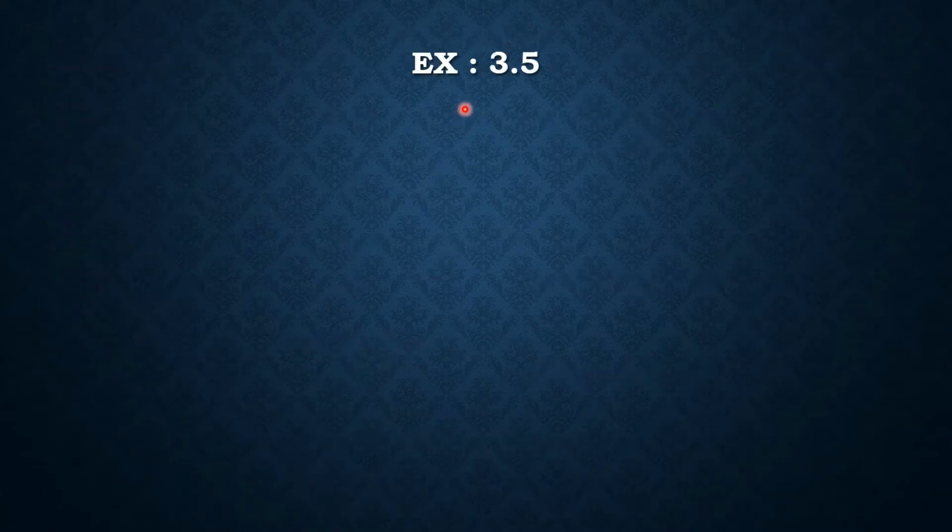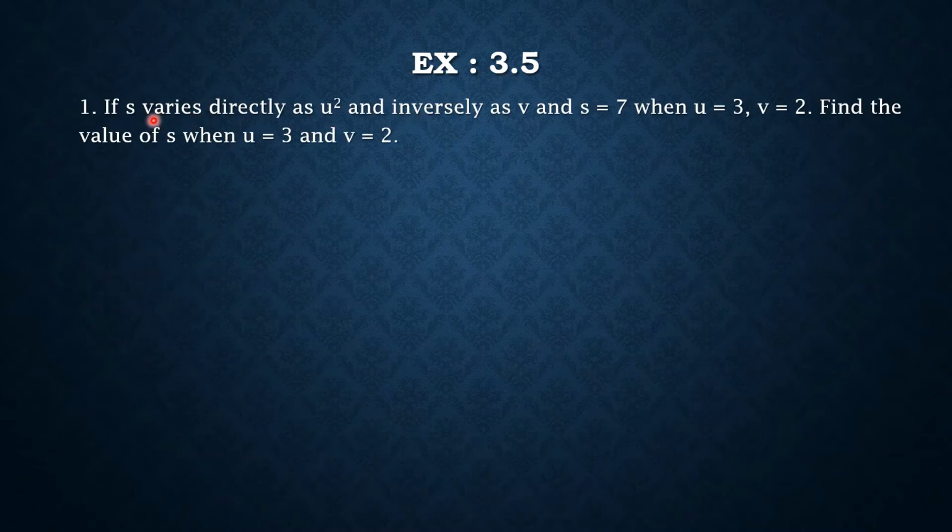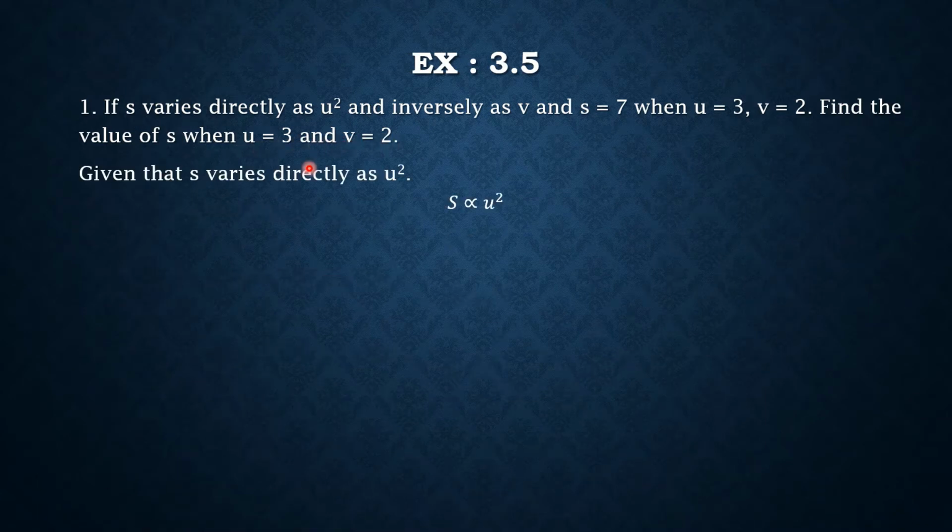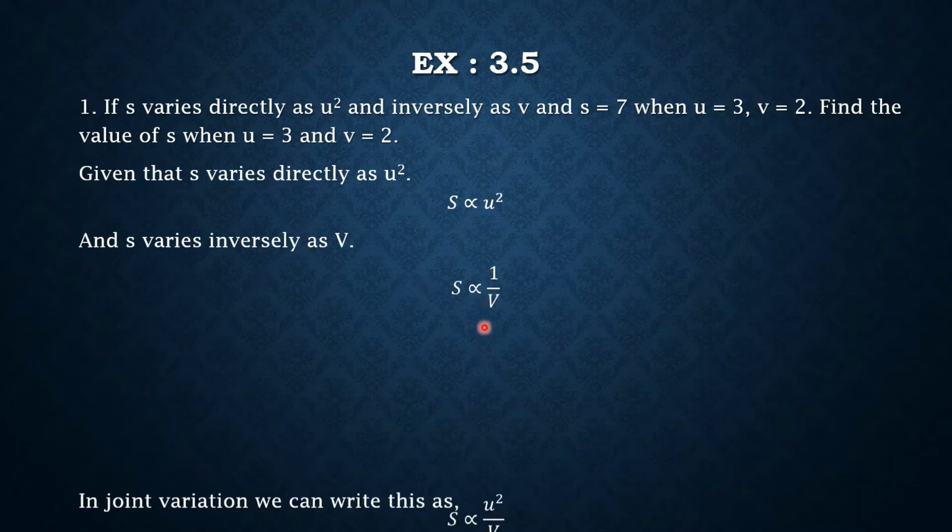Now we will start exercise 3.5. So the first question is, if s varies directly as u square and inversely as v, and s equal to 7 when u equal to 3, v equal to 2, find the value of s when u equal to 6 and v equal to 10. So given that s varies directly as u square, so s proportional to u square, and s varies inversely as v, implies s proportional to 1 over v.